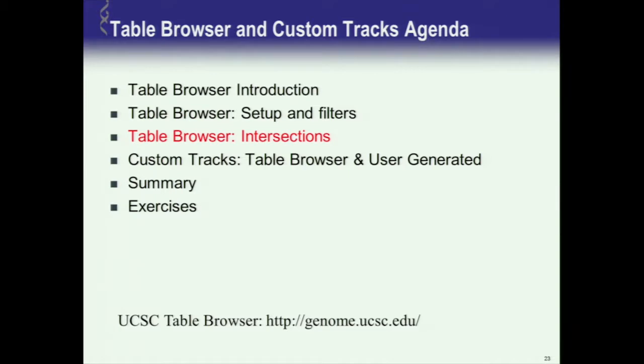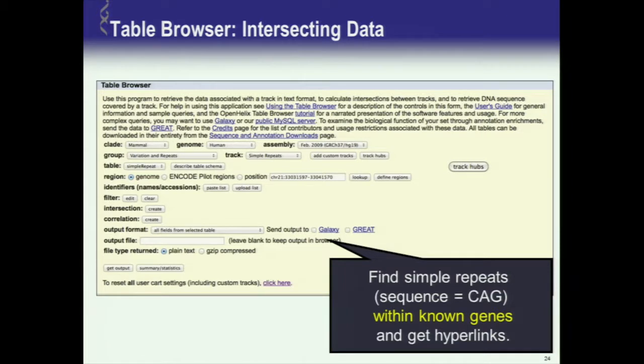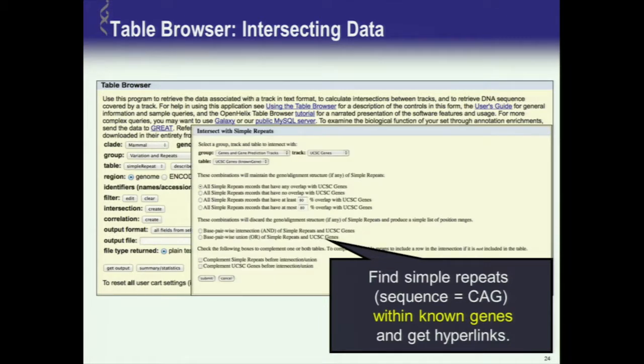But our question was not just where are all the CAG repeats, it was where are all the CAG repeats that occur within genes. So this is where you can apply other things, these intersections. So this is back where we just were, variation repeats, simple repeats. And we'd applied a filter to only get the CAGs. But now we only want the CAG triplet repeats that occur within genes. So we can use this intersection tool, create a new one. When you click on there, it says, you want to download CAG repeats in the whole genome.